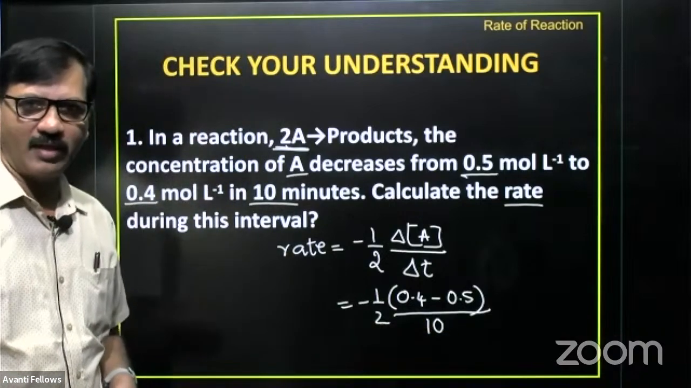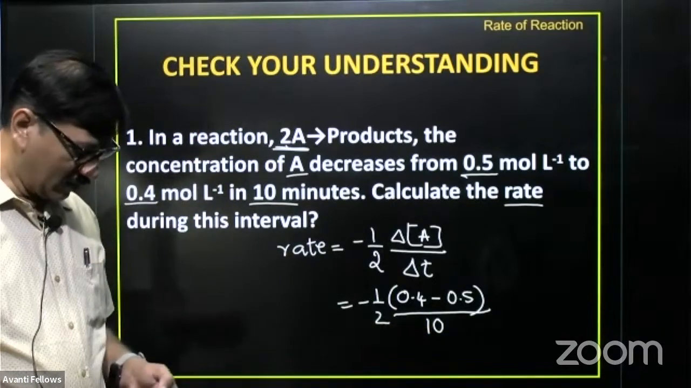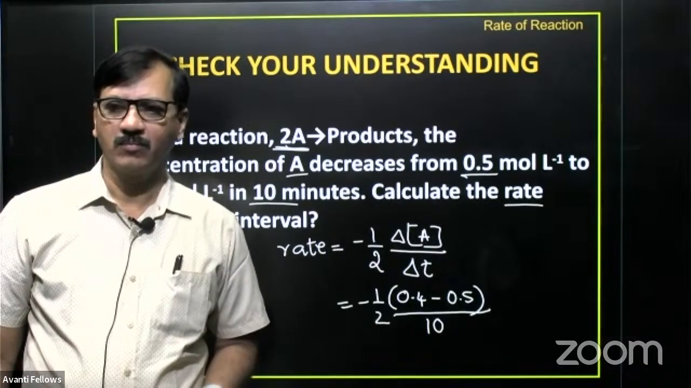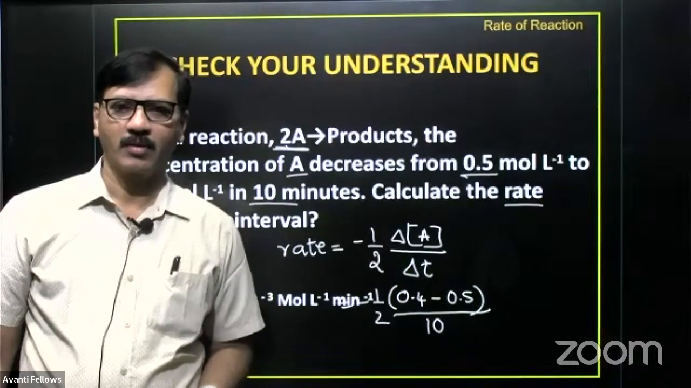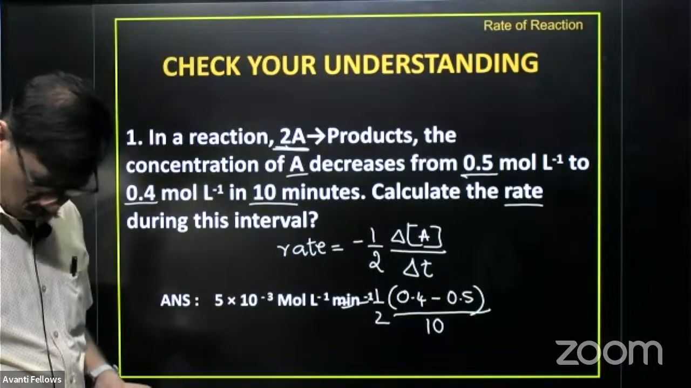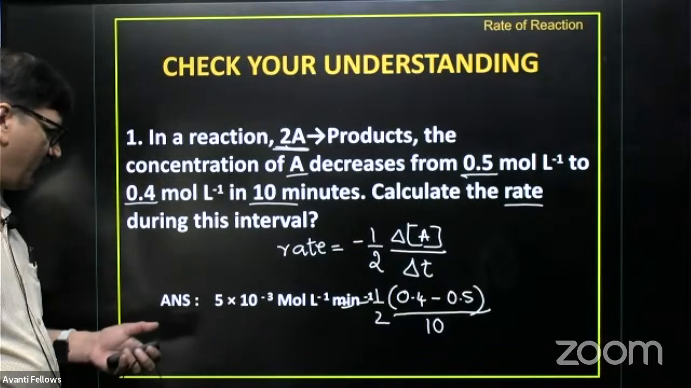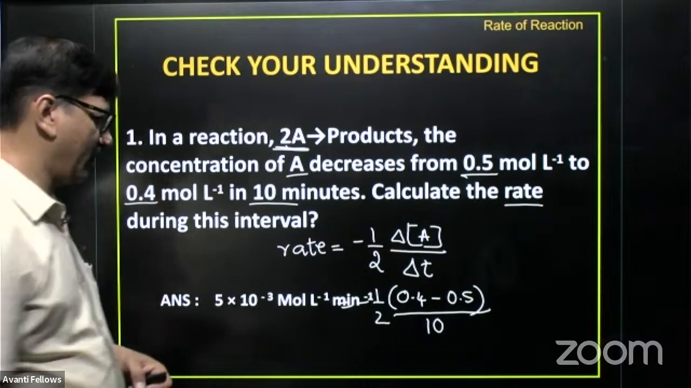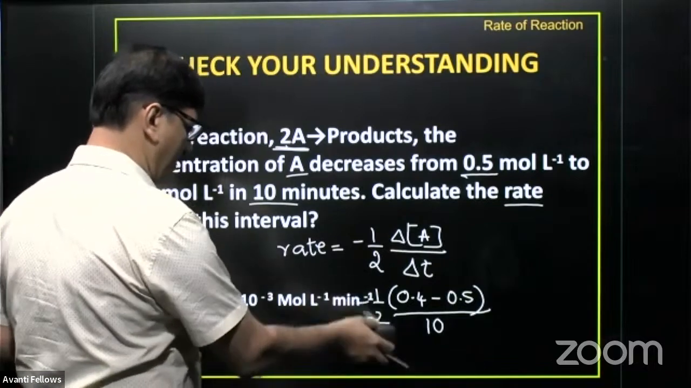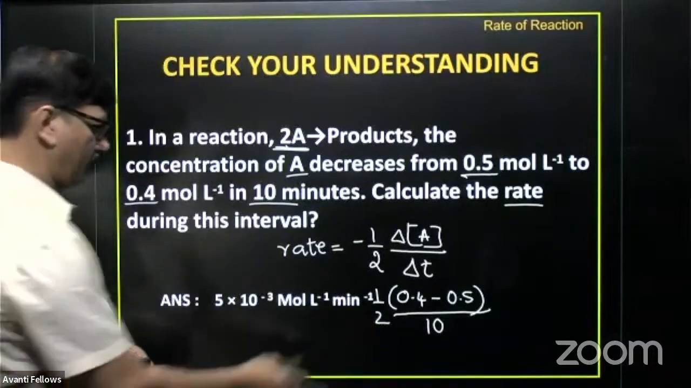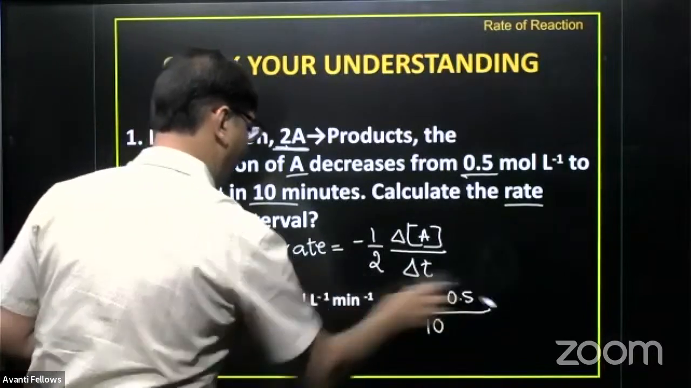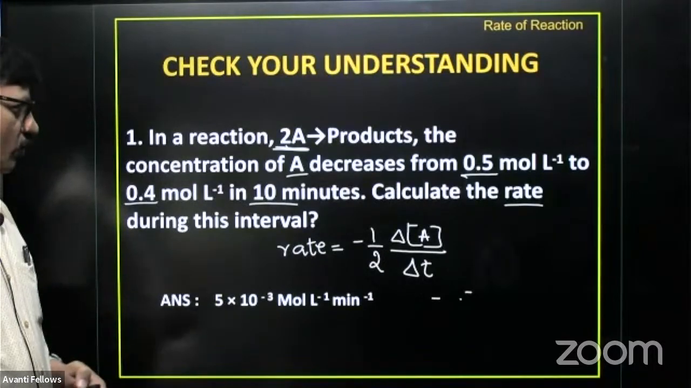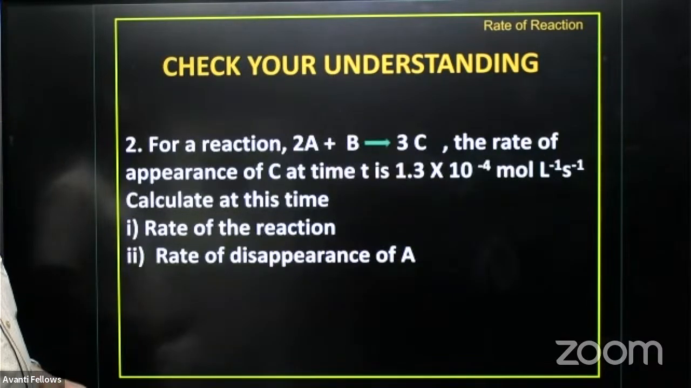This is the calculation that you have to do, right? I think this is a simple calculation. So the answer is 5 into 10 to the power minus 3 moles per liter per minute. Moles per liter per minute, right? Okay, this is the way that you can do it, and this is the answer. Now, ready for another question.